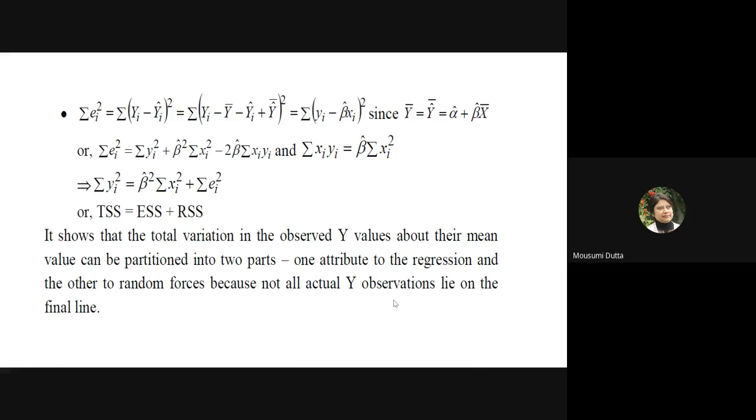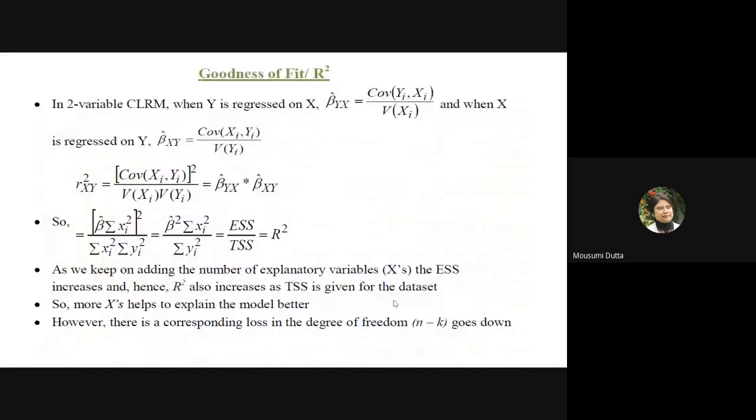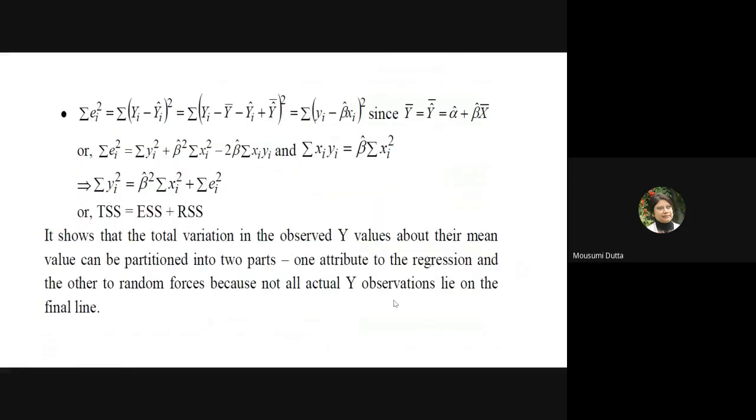I'll stop here because I will not start the distributional aspects now. In the next class, I'll start the distributional aspects and move towards hypothesis testing. So please check these parts: the estimation of sigma u square, then the analysis of variance, and from there how we develop the idea and the measure of goodness of fit.